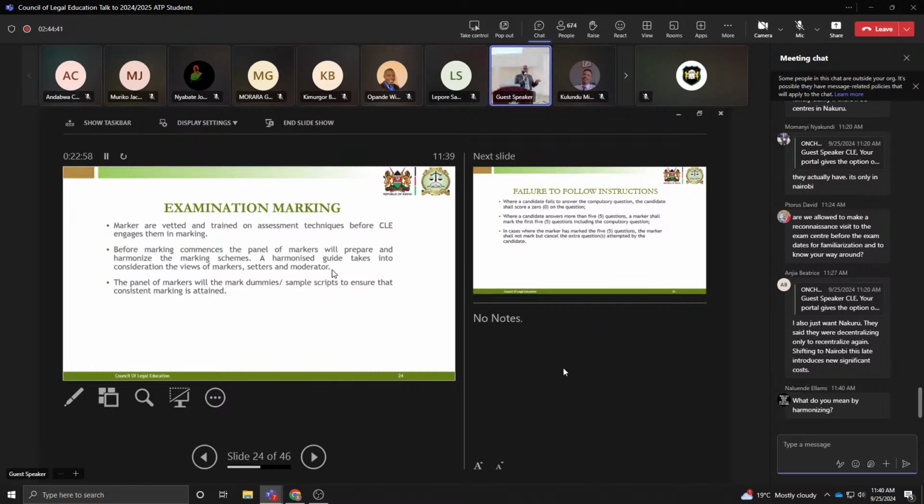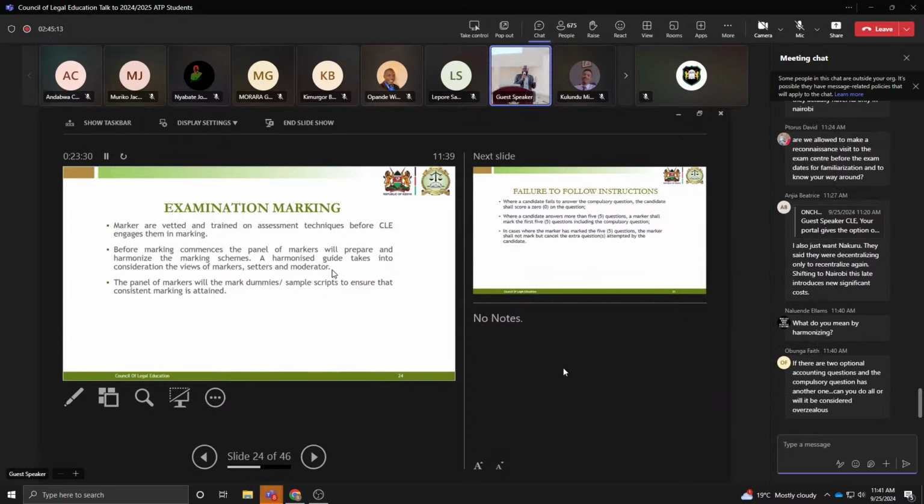So we will do that marking. The purpose of that dummy marking is for the markers to understand or appreciate the marking guide, to familiarize themselves with the marking guide properly, and also for purposes of consistent marking, so that we do not have a situation where a student who ought to have scored a 10 ends up scoring a 3 because the marker did not see some of the answers. So that's the purpose of the dummy marking process.